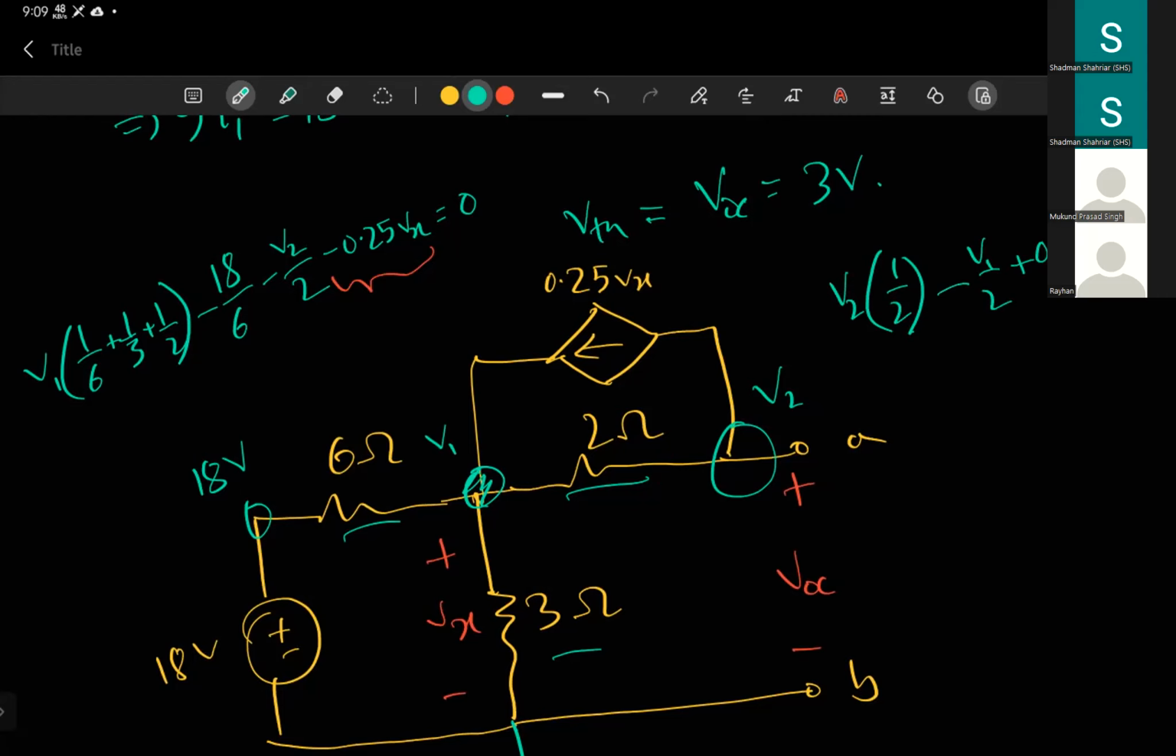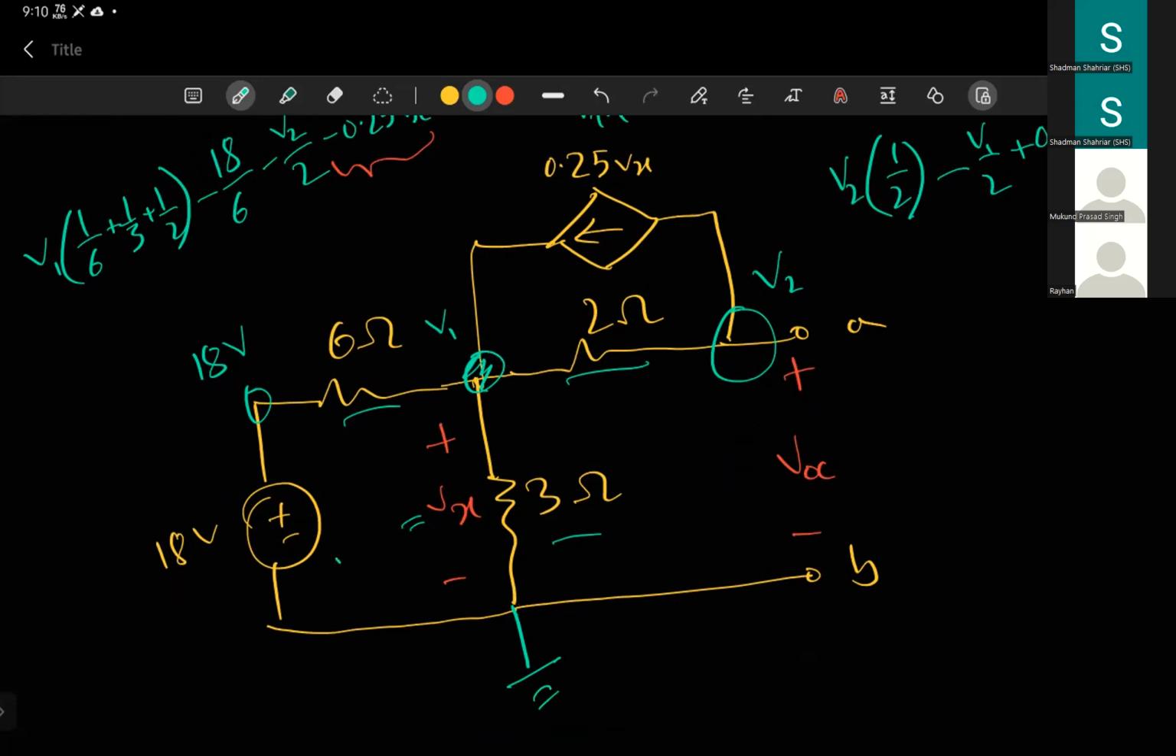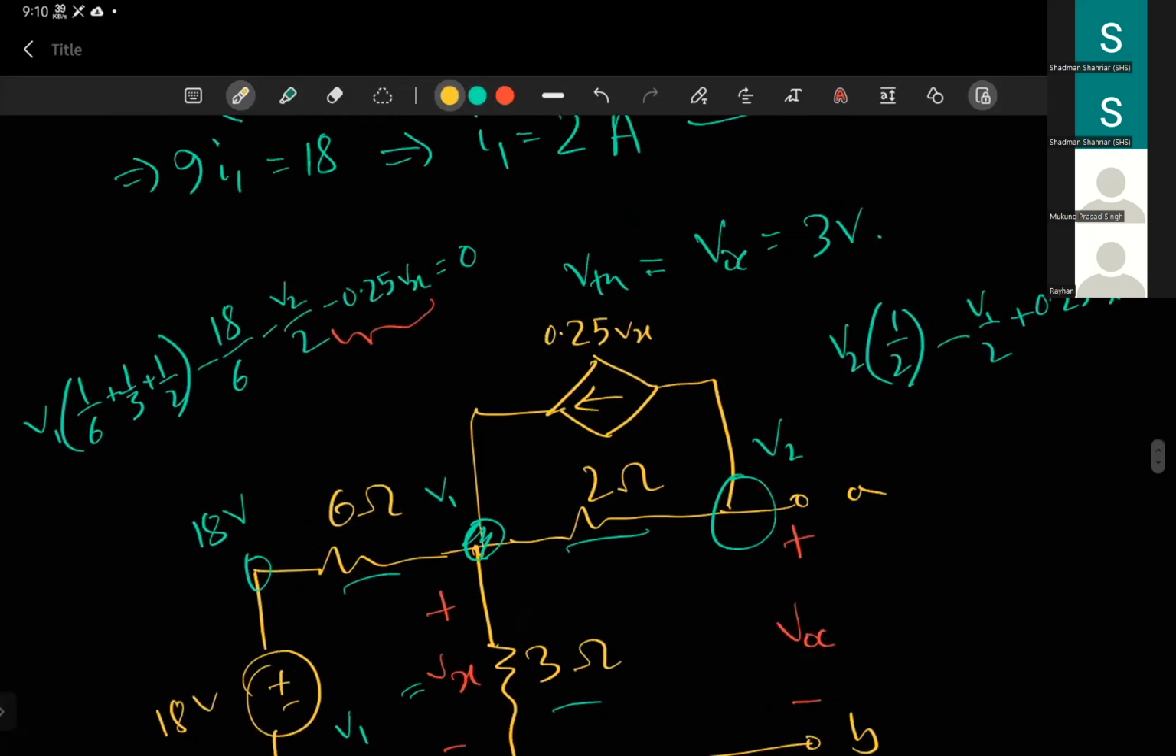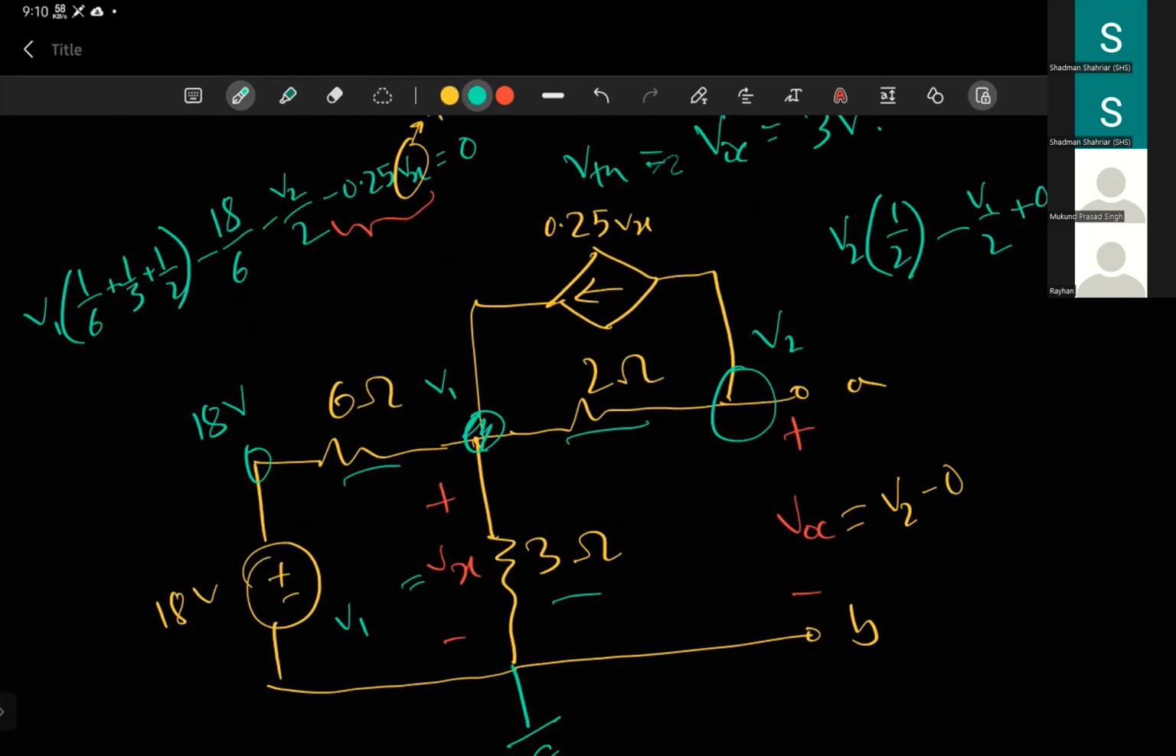You have Vx here in the equations. You can write Vx as the positive terminal's voltage minus the negative terminal's voltage, V1 minus 0, which is basically V1. So if you just replace this Vx with V1, you are basically done. You have only two equations, and you can easily solve them to get the result. Finally, here should be V2 minus 0. So nodal analysis is so much easier. Just remember there is a current source here that you need to consider.